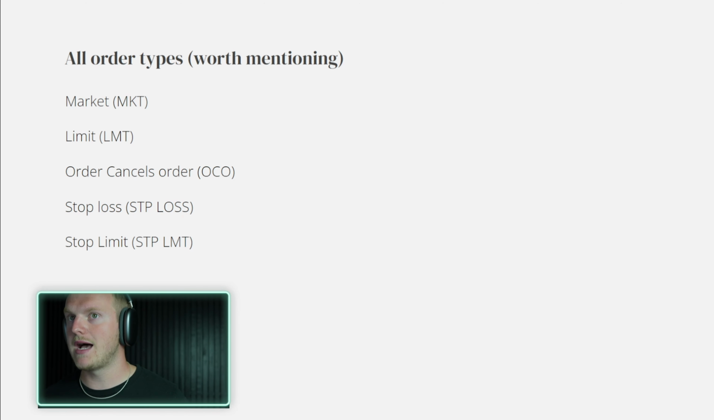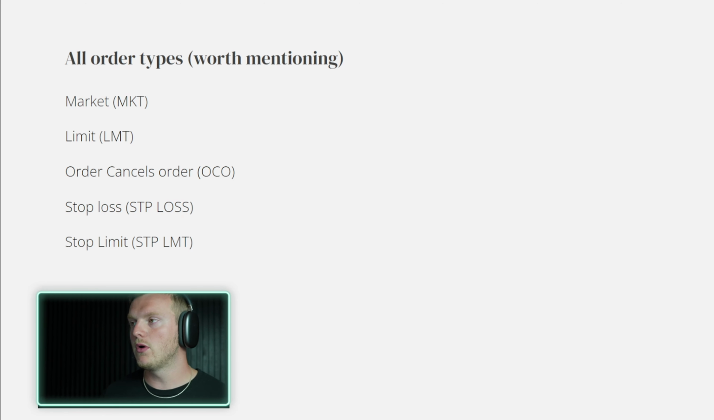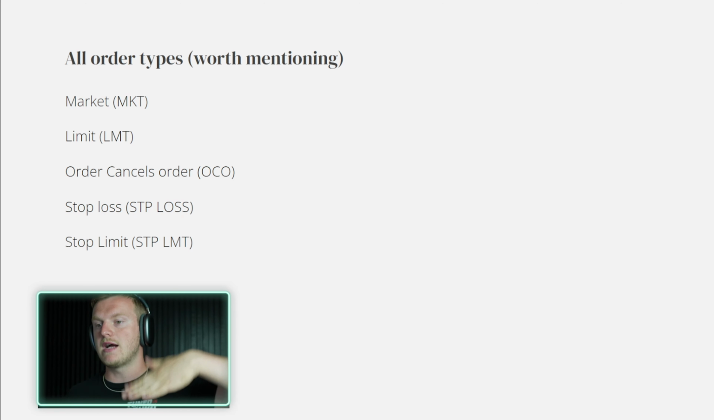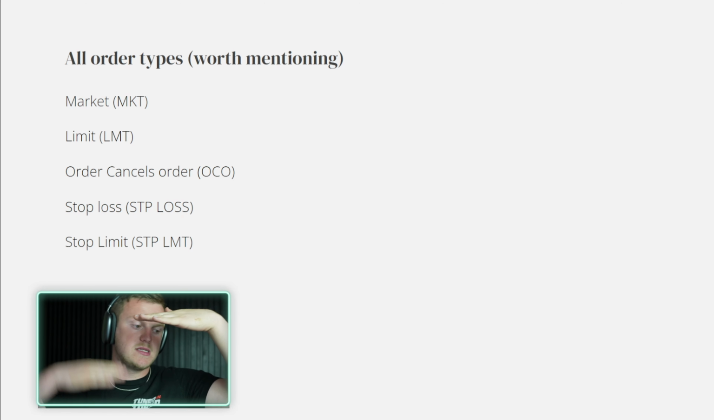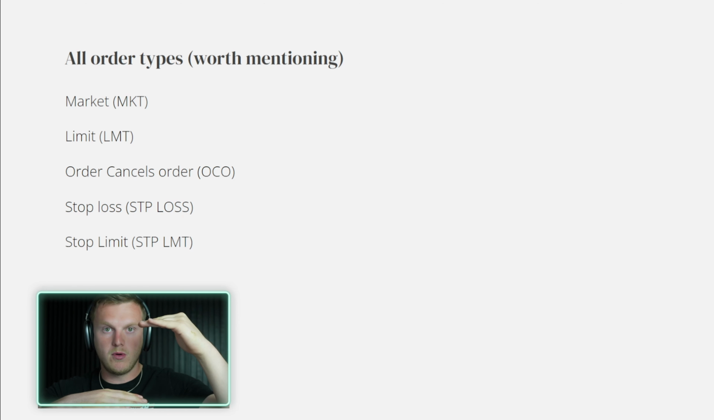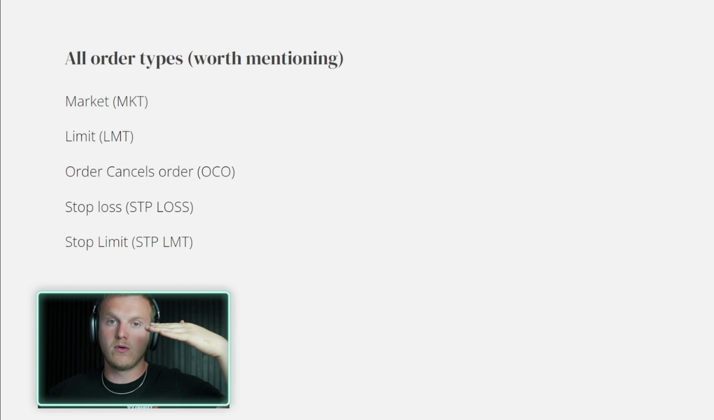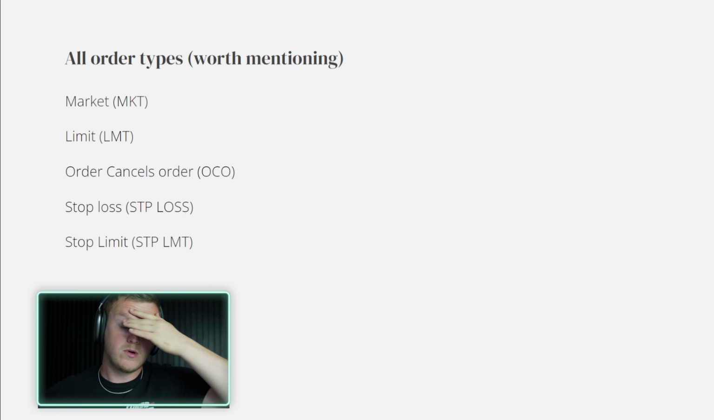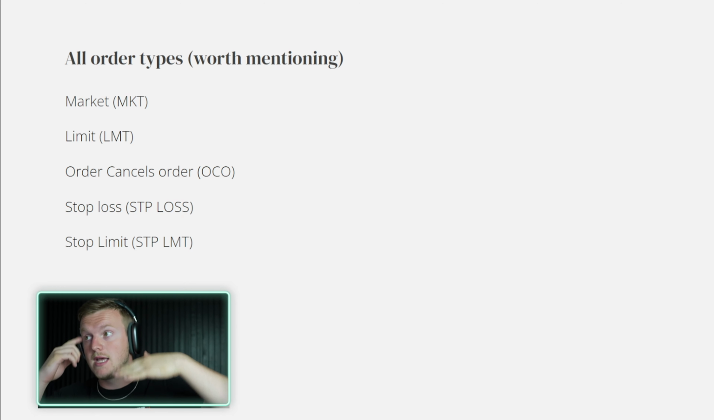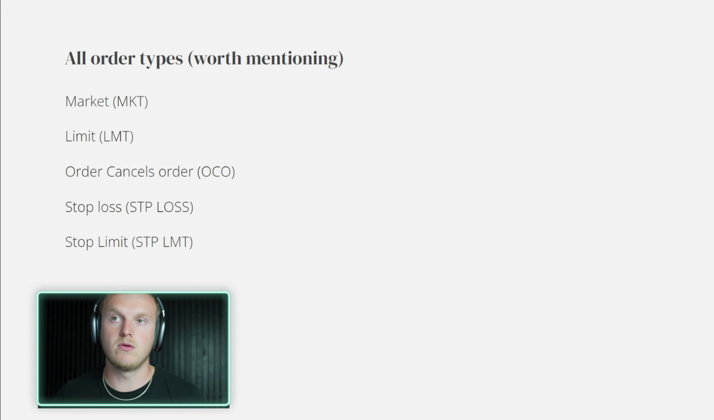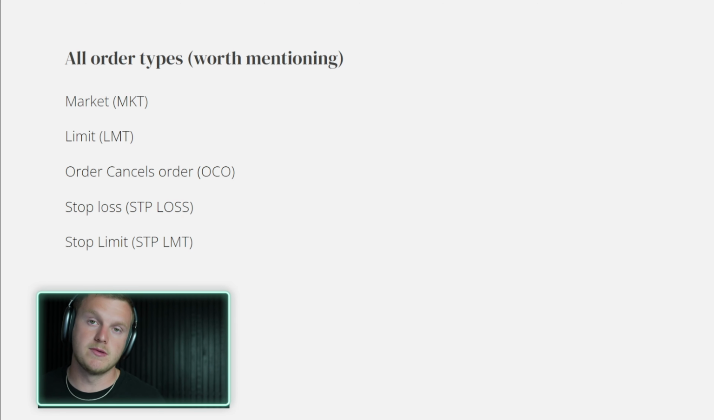Now, I use a stop limit, and we're going to talk about that in a minute. Order cancels order, very simple. There are two orders. Okay, if the stock hits this price, I'm buying. If the stock hits this price, I'm selling. You can have multiple orders in, and then once one of them gets filled, it cancels the other order, hence order cancels order. So you can have a buy. Say if it hits 110, I'm going to buy. If it hits 190, I'm going to short. Whatever happens first, it cancels the other order, and you're golden. I don't use those really.